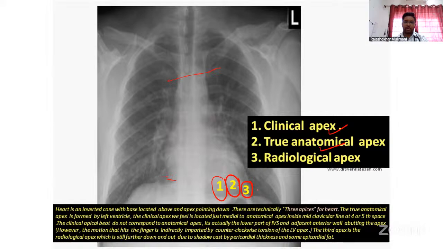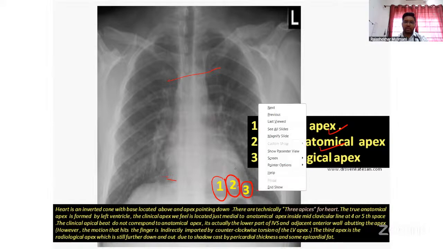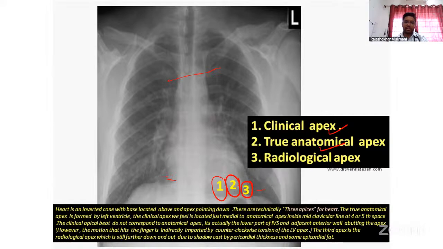The radiological apex is the most lateral part, because it includes the epicardial fat and so on. That's why the shadow appears a little lateral. Whereas the true anatomical apex is somewhere medial to the radiological apex, and the clinical apex beat is further medial to the true anatomical apex. So that's what we should know.